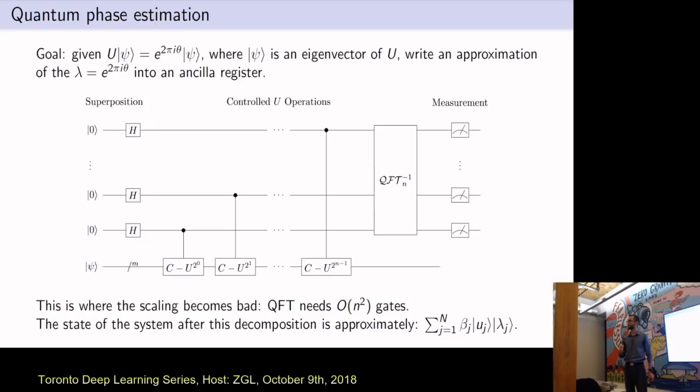So is the H the same as A? Now that U is not really the U that we had, I think. So H is the Hadamard gate. It's the name of the gate.